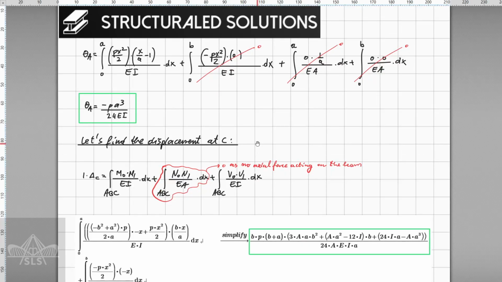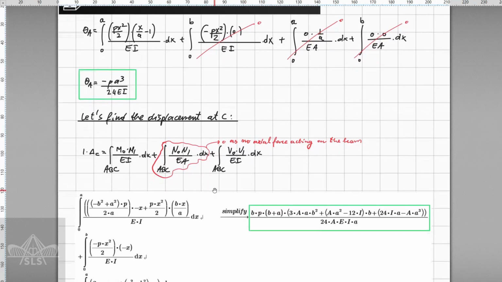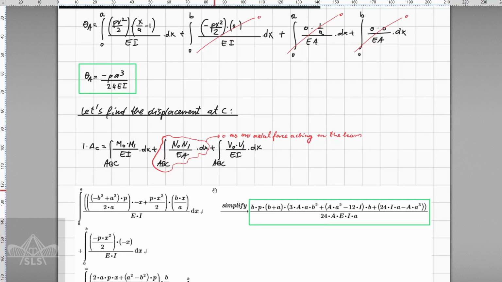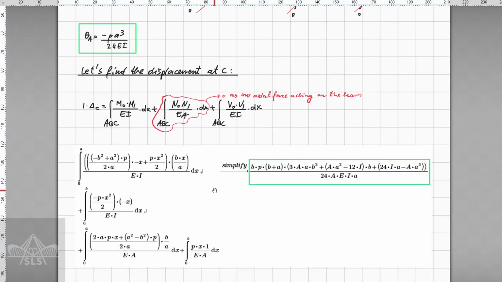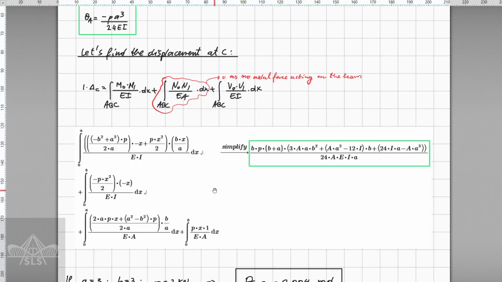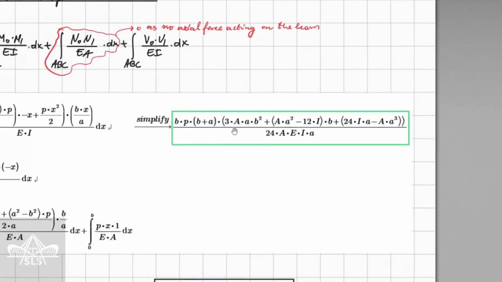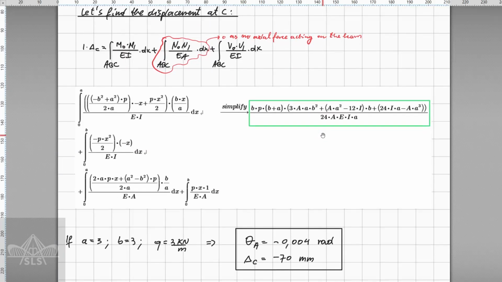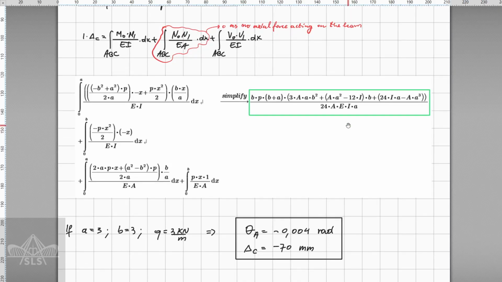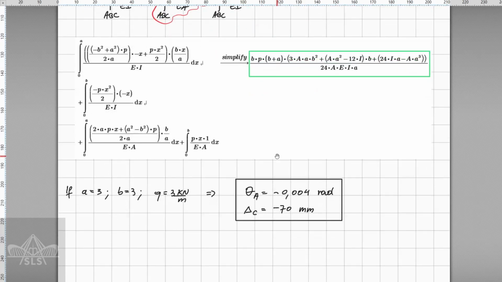Next, let's determine the displacement at joint C, and the same principle applies here. For this one, I quickly decided to go with the help of software. I used MathCAD, but you can use whatever software you want in order to get the results. And if we put these functions according to this formula here, we are going to have the following formula for the displacement at point C. And this is accounting for all the actions: shear, bending, and axial actions on the beam.